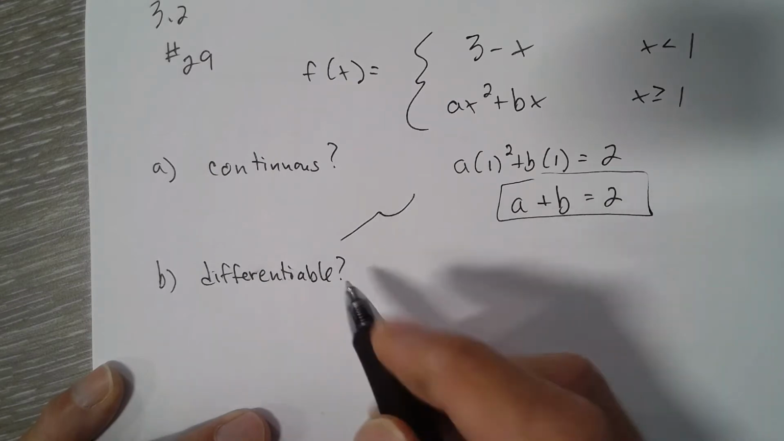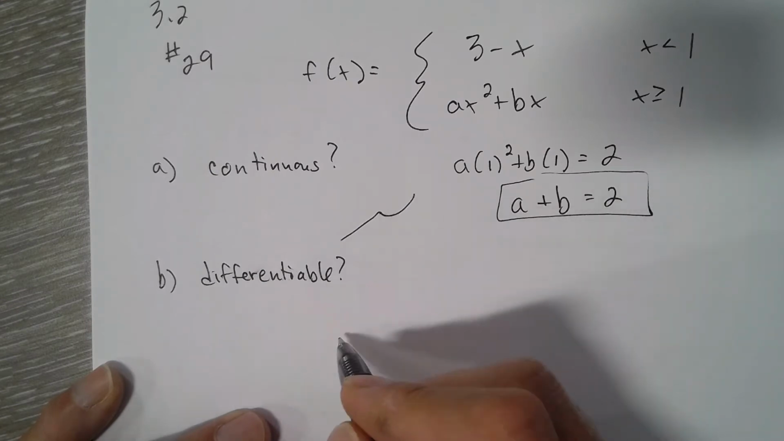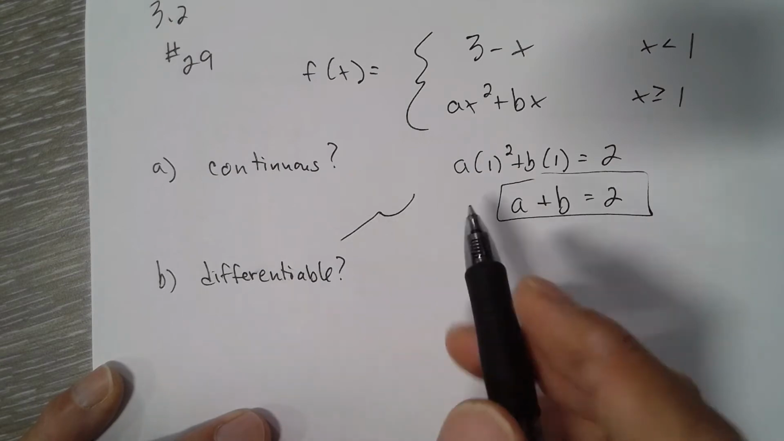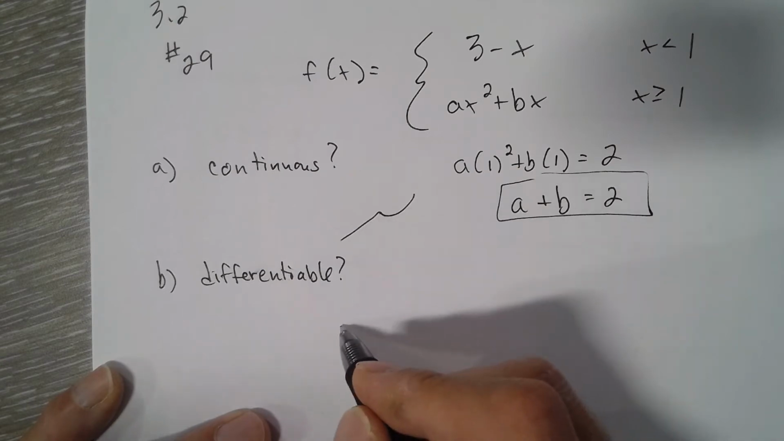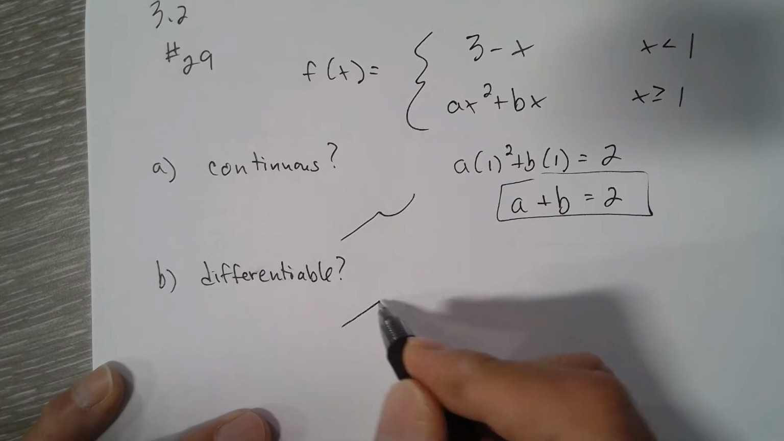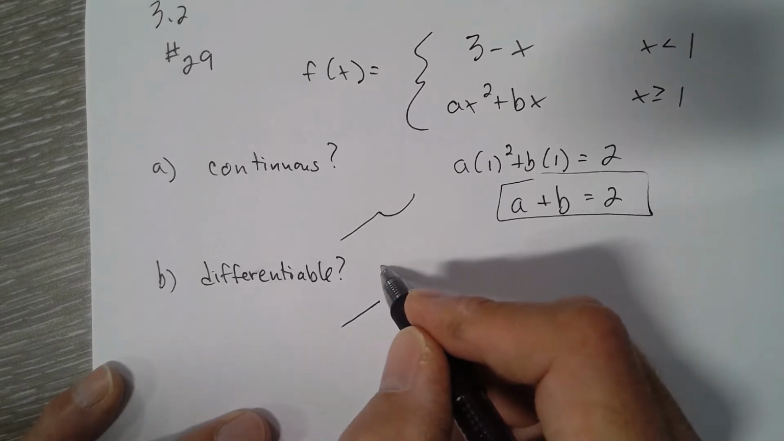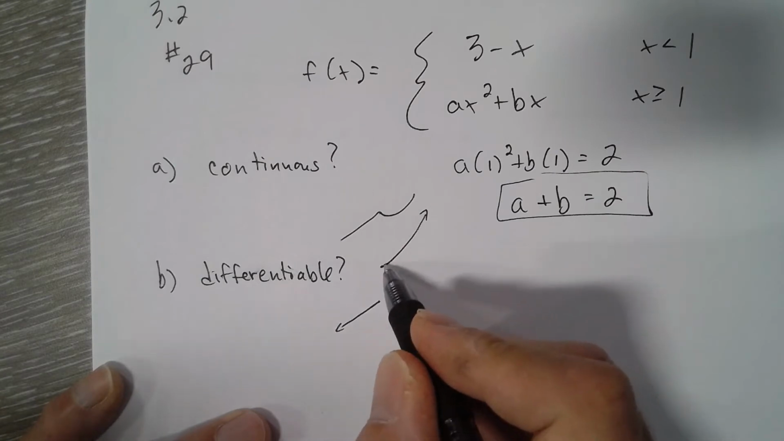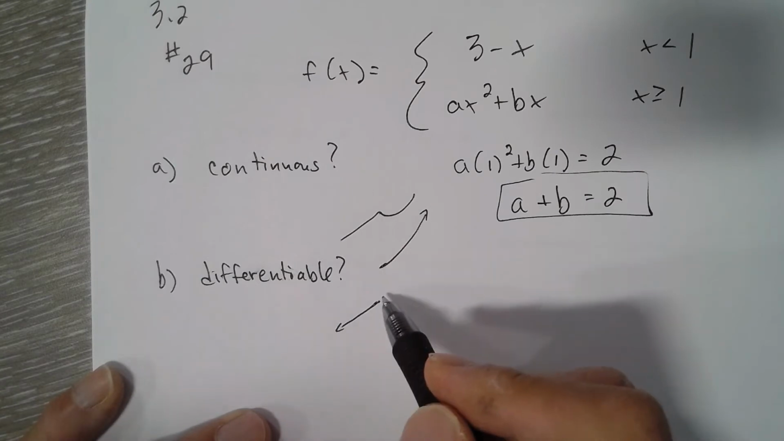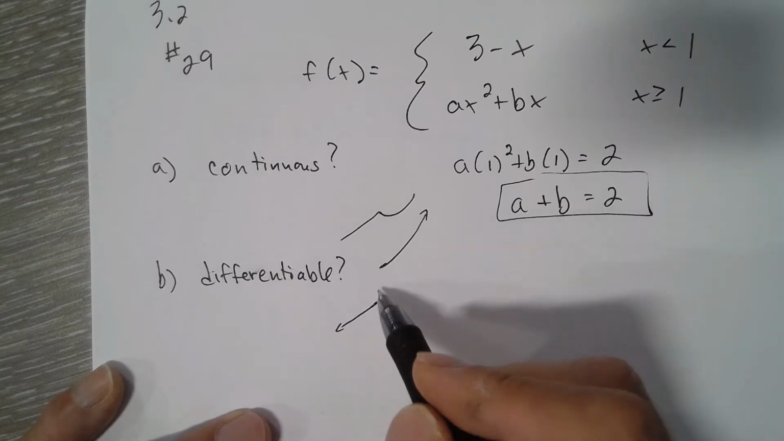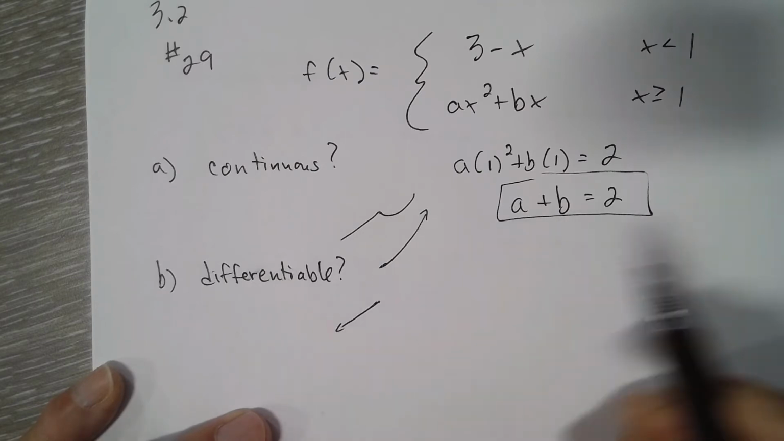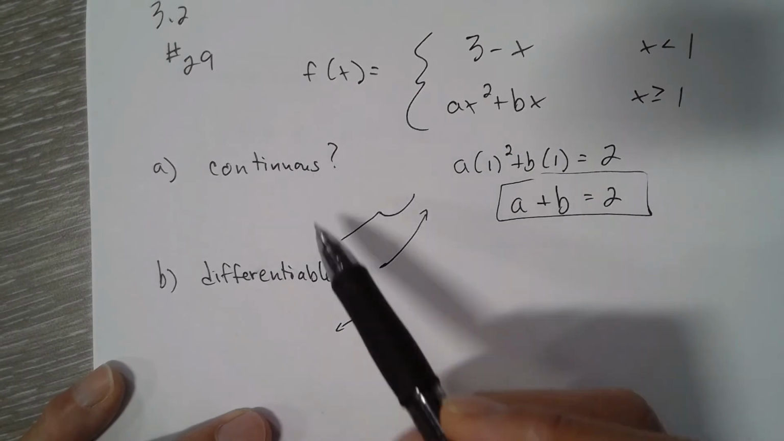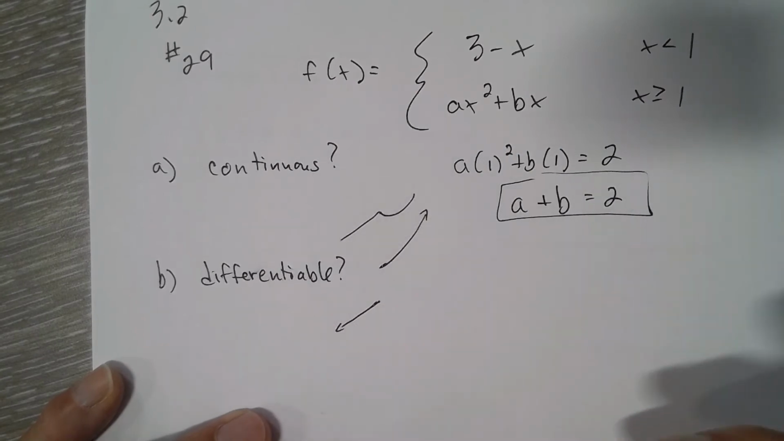Also, just because they have the same derivative doesn't mean it's going to be differentiable. Say the left looks like this, and the right might be a parabola that looks like this. The slope at this point and at this point appear to be the same, but it certainly would not be differentiable at that point because there is a discontinuity. So it has to be continuous and they have to have the same derivative.